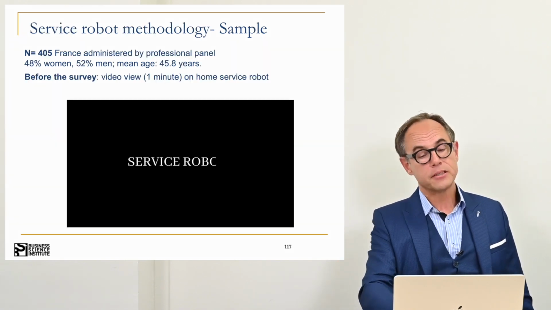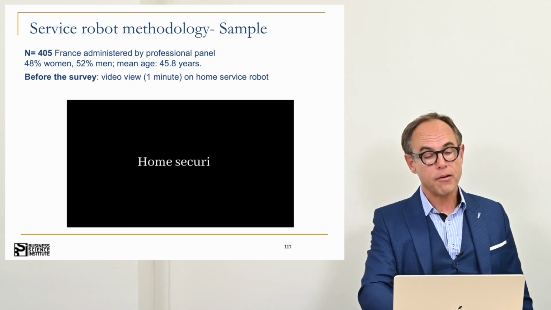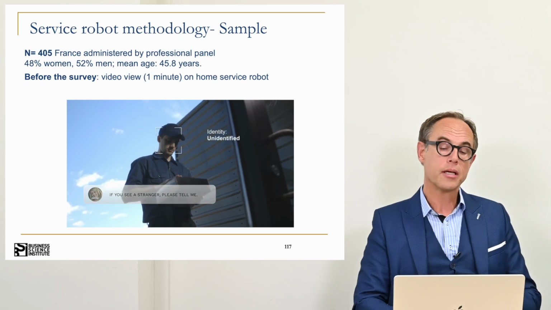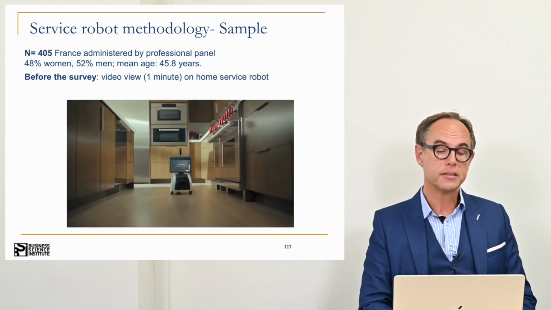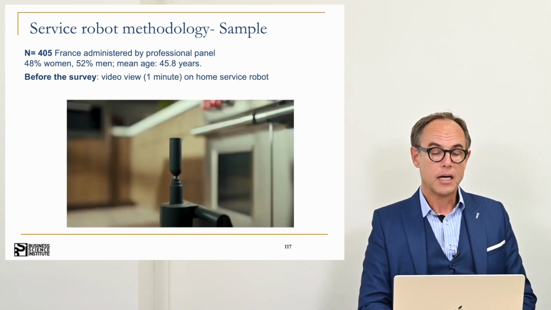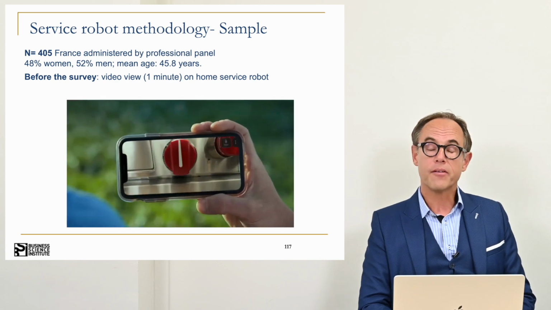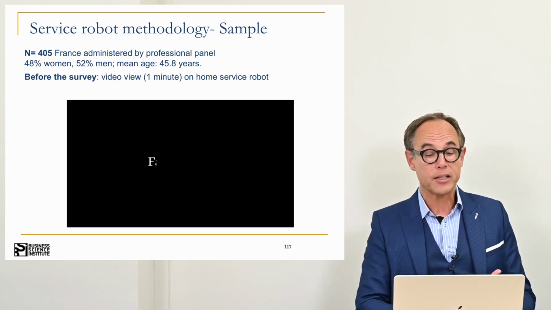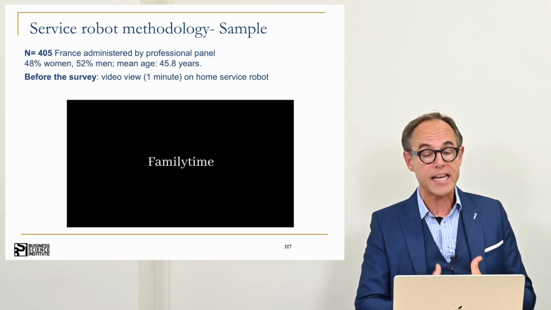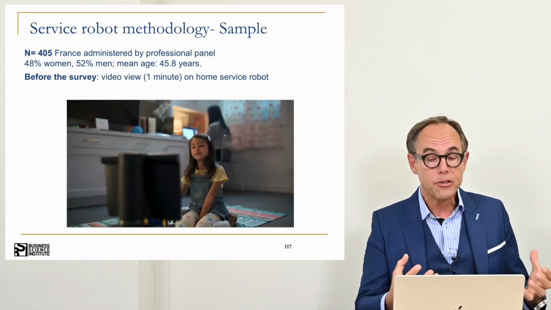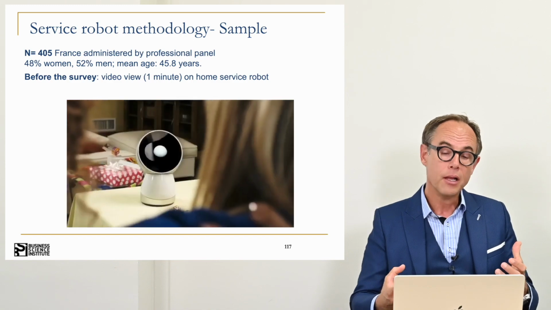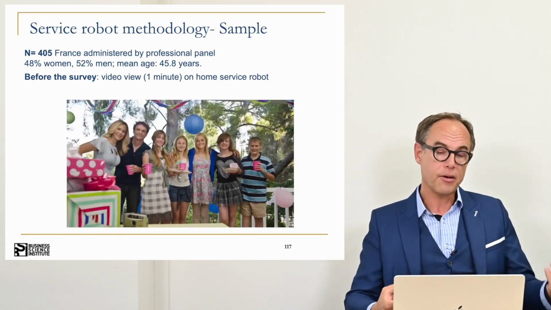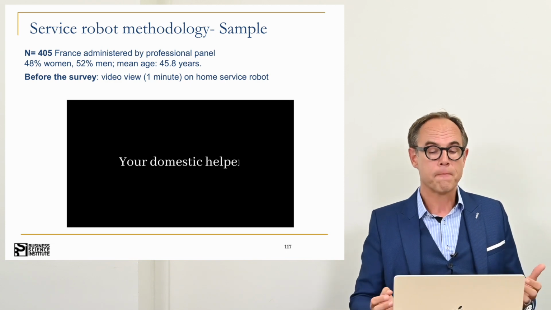For the service robot study, we also had a video, which you can see here, showing a service robot at home and how it would work. Again, the idea is to show people a disruptive technology, which does not really exist yet, in order to show what it can do and its benefits. Because after that, we administered the survey to them in order to measure their perceptions.